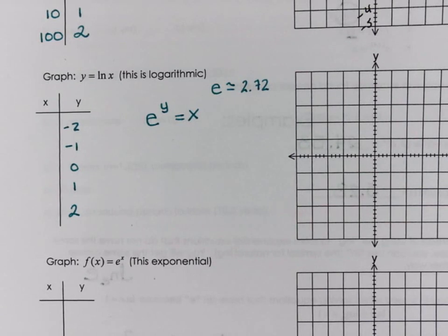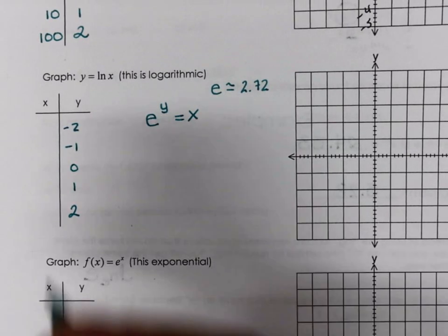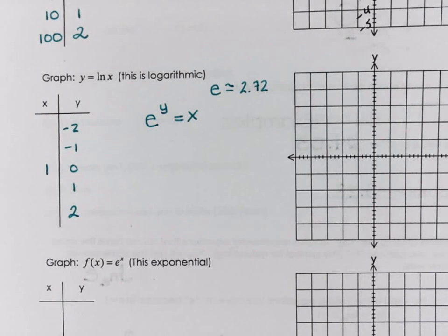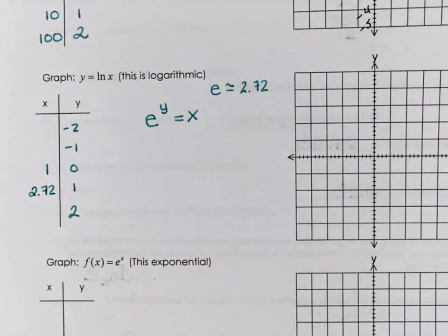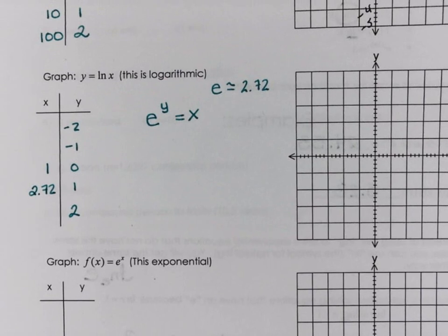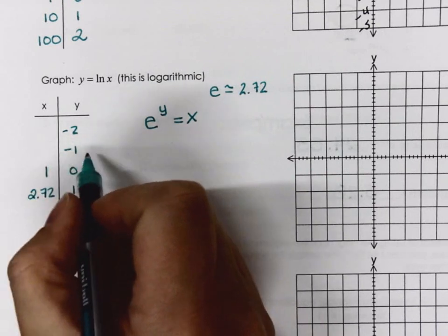All right, so what is e to the exponent 0? What's anything to the exponent 0? 1. What's e to the exponent 1? E, which is 2.72. Is that accurate enough to use? Yep. Okay, so we're not going to get super accurate with these. Don't over math it. What is e to the negative 1?